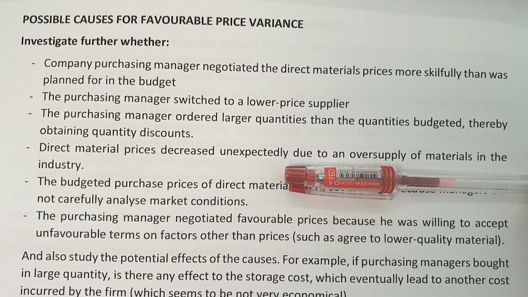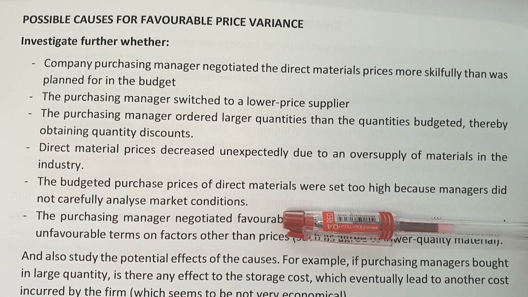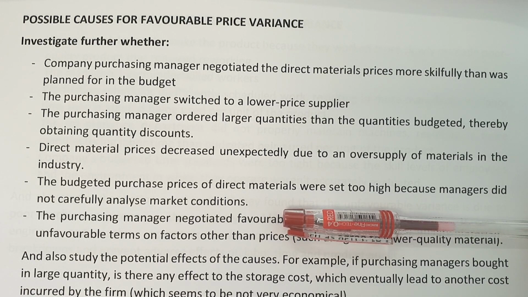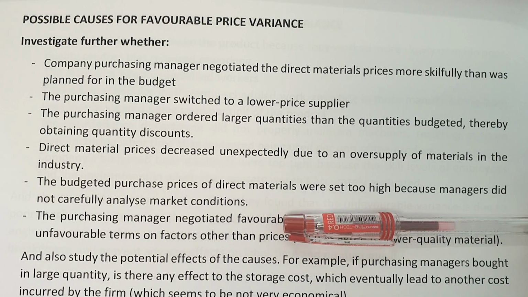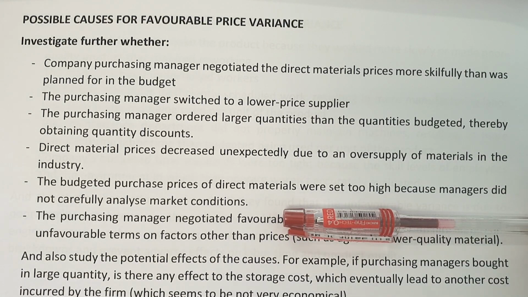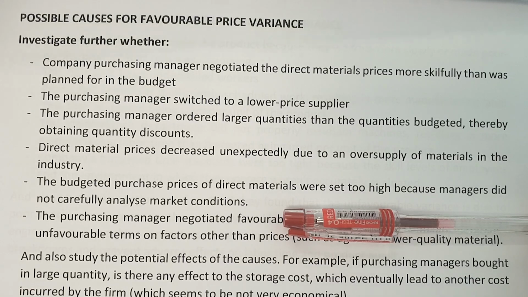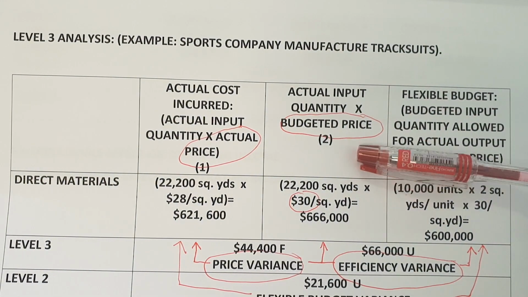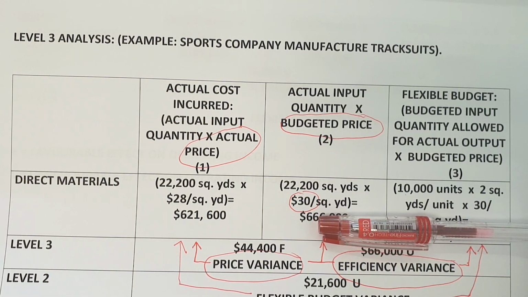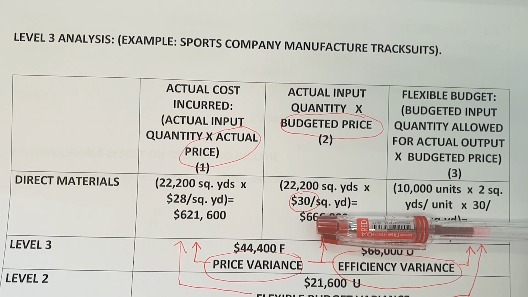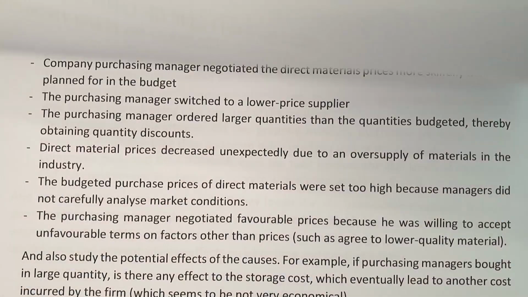As a management accountant, we have to find out what actually happened. Is that because of the oversupply of the material in the market? So that's why the price has been reduced. The budgeted purchase prices of direct materials were set too high because managers did not carefully analyze market conditions. Possibly when we made the budget, we set the price too high, that is at 30 per square yard, and at that time we were not aware that the price actually had been reduced.